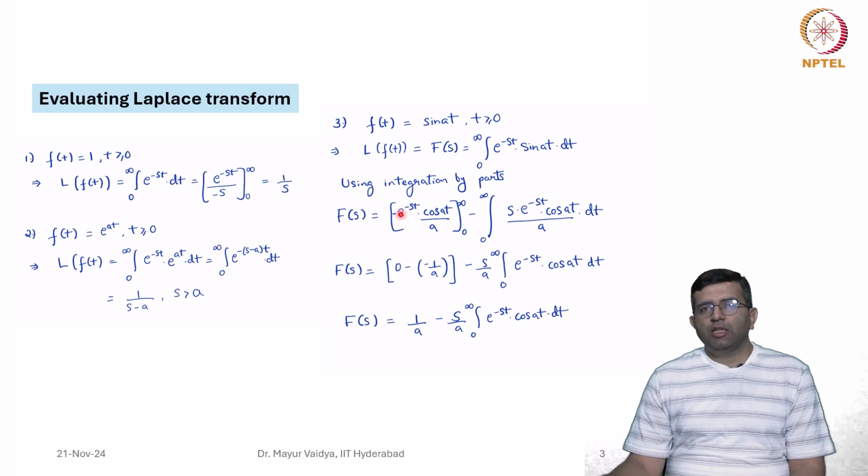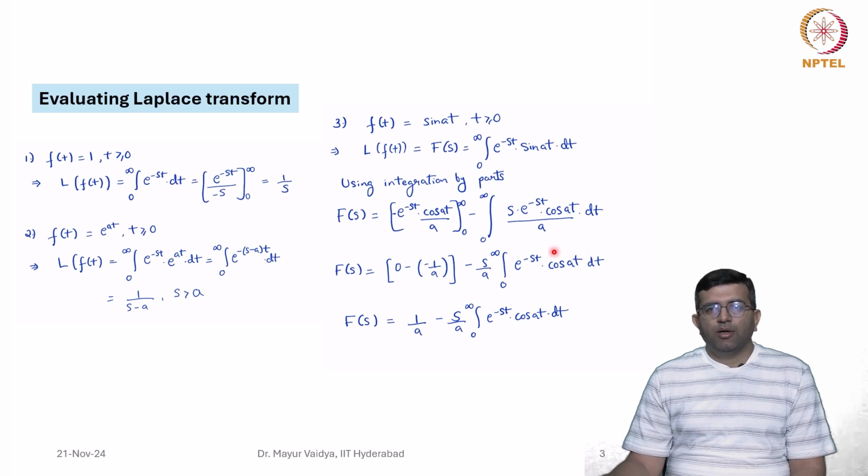Now in the first term, if you put infinity here, then e power minus infinity becomes 0, minus, if I put 0, this term becomes 1, and cos 0 is also 1, so you have minus 1 by a. Minus s by a can come out of the integral because the integration variable is t: the integral from 0 to infinity of e power minus st into cos at dt.